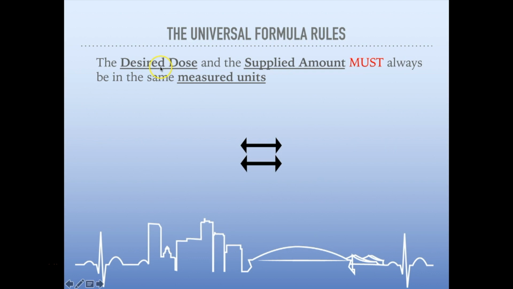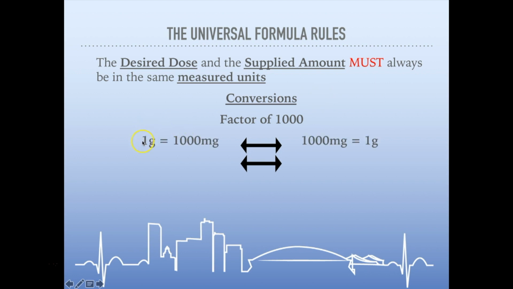So we have some other rules. Our desired dose and the supplied amount must always be measured in the same units. So we may have to convert. There's something called the factor of 1,000. You can see that we have 1 gram and we need to put it into milligrams. There are 1,000 milligrams in a gram. So we'll take our 1 gram and add 3 zeros behind it to convert it to milligrams. Likewise, if we're stepping up, we have 1,000 milligrams and we want to convert that back to grams, we'll just take those 3 zeros out and then we'll step up to grams.